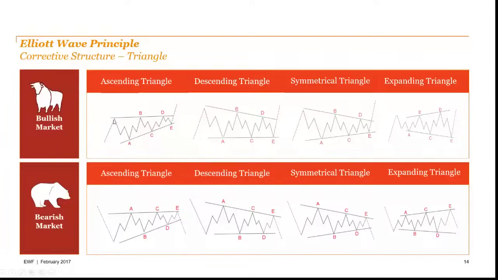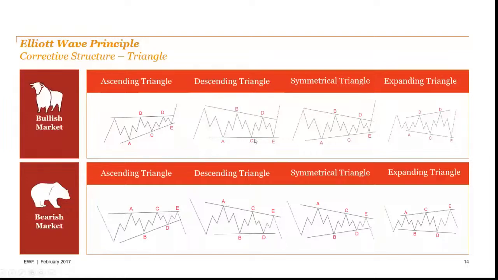Okay. So you got an ascending triangle, which is in the bullish market. You got a horizontal upper line, and then a higher low, right? In the descending triangle, you have a horizontal lower line, and then a lower high. Symmetrical triangle is when it's converging like this, and then an expanding triangle is what people call a megaphone pattern. So it's like a megaphone like this. All right, so 4 different types of triangle.